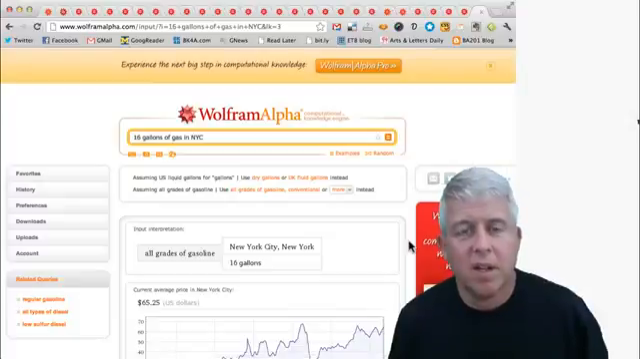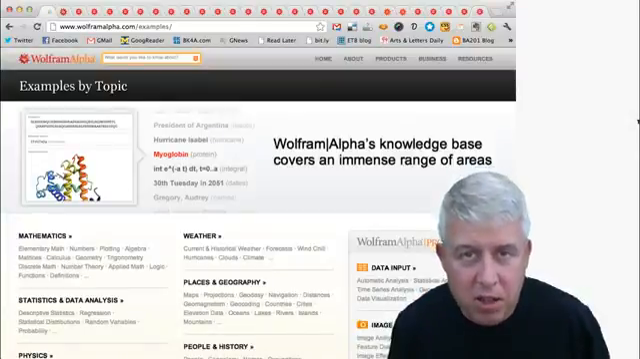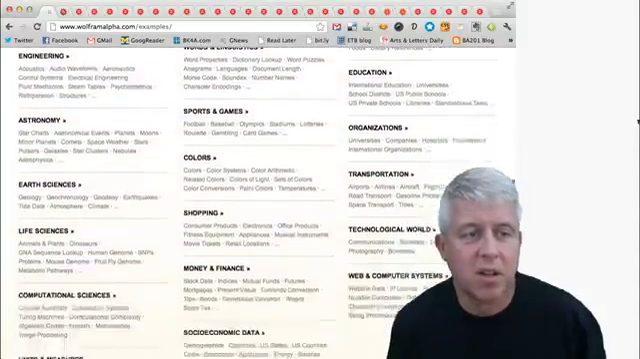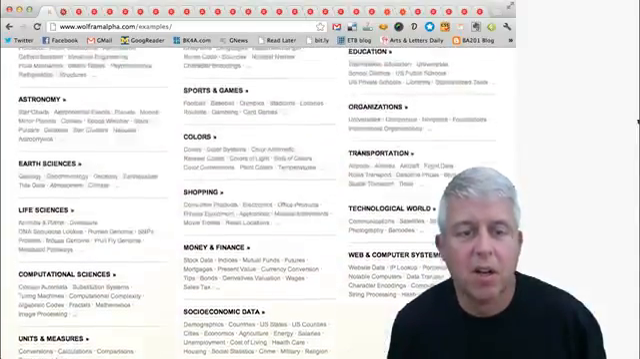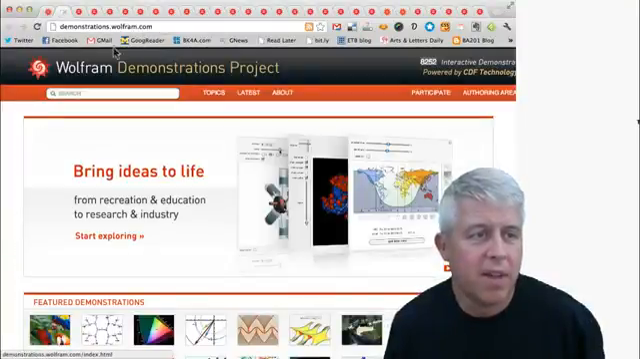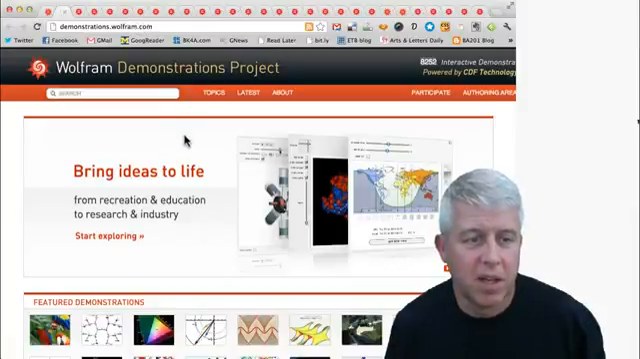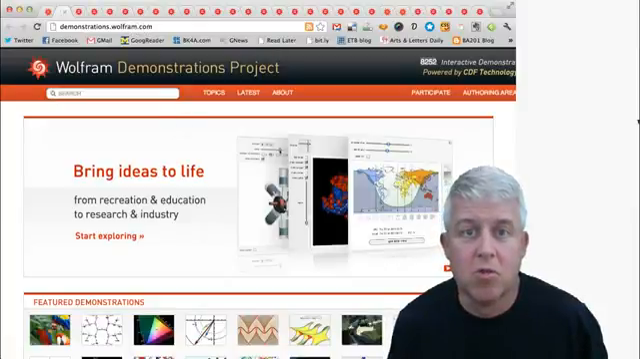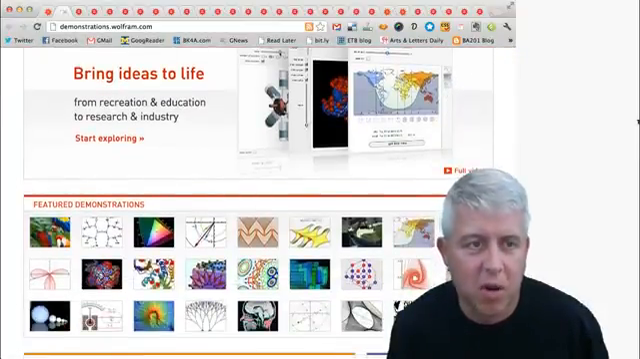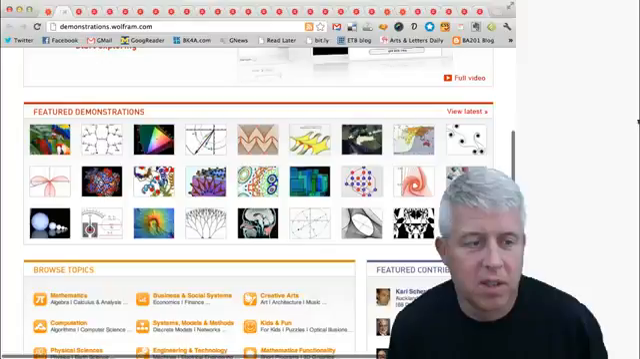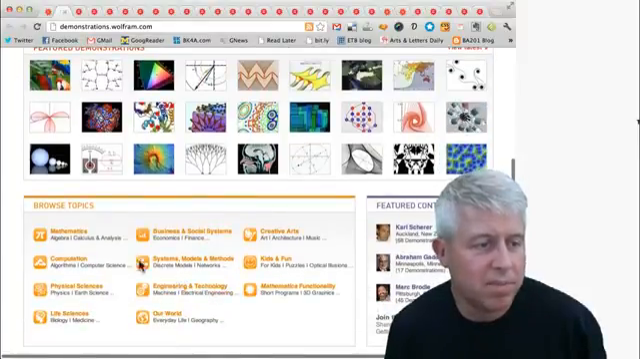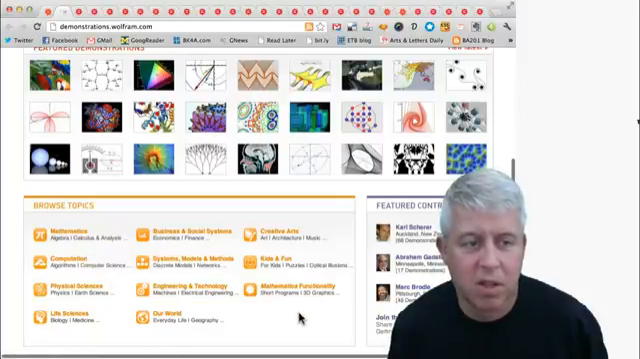Okay, so what you need to do is go to their examples page and just look through stuff that interests you. I mean, look how much there is. It's wolframalpha.com/examples. And they also have demonstrations.wolfram.com, and this stuff is super cool, super attractive, really amazing what it can do. And this shows you there's a ton of stuff here about business, of course, mathematics, etc., etc.